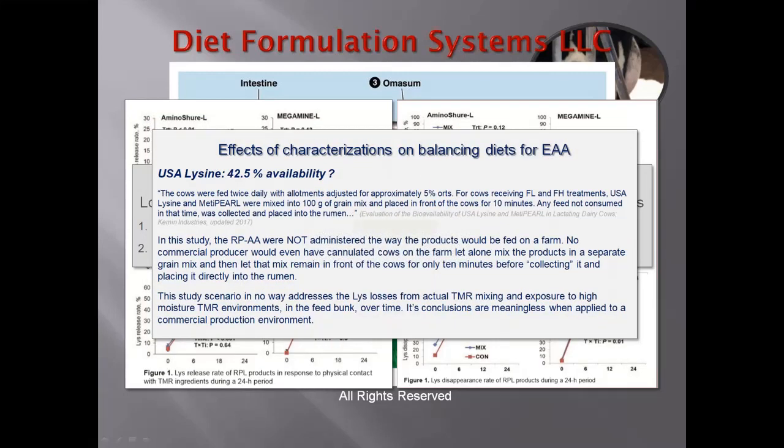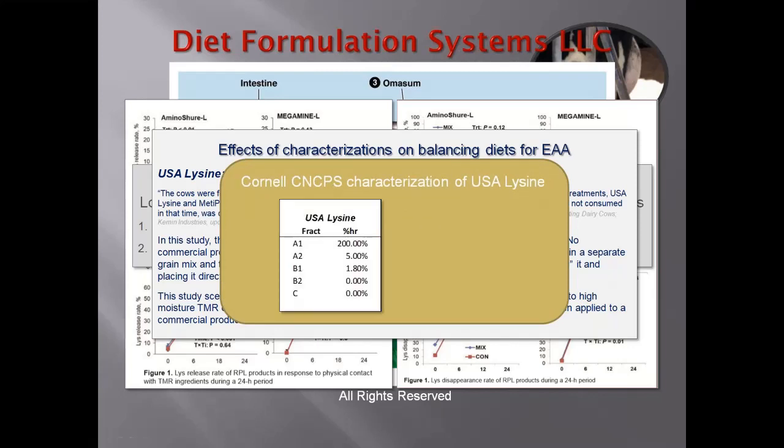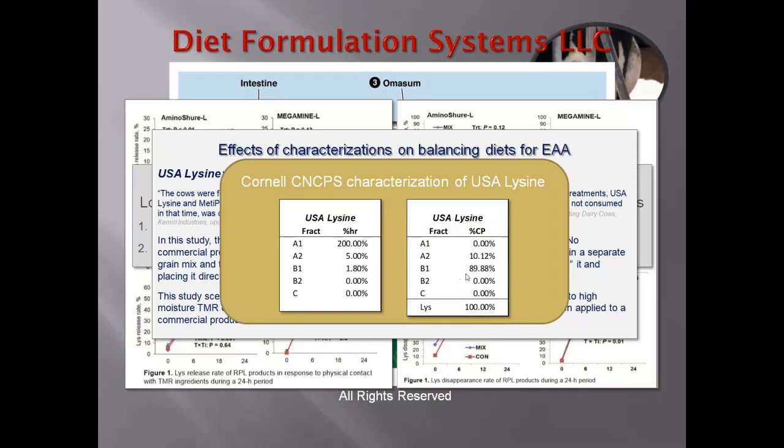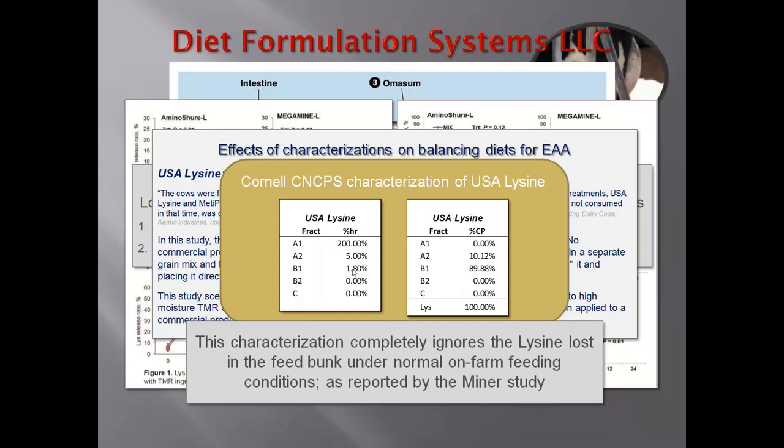A couple more thoughts. If we go back to the Cornell characterization, we're going to see something like this. Okay, this is the partitioning on USA lysine. Approximately 10% A2, 90% of it is in the B1 fraction. Okay, the A2 fraction has a low degradation rate. B1 is even lower. This is similar to blood meal. So this is being characterized in a way that would make it, in terms of bioavailability and in terms of degradation over time, similar to blood meal. And that characterization completely ignores the lysine lost in the feed bunk under normal on-farm feeding conditions, just as reported on the moisture side of the Minor study.